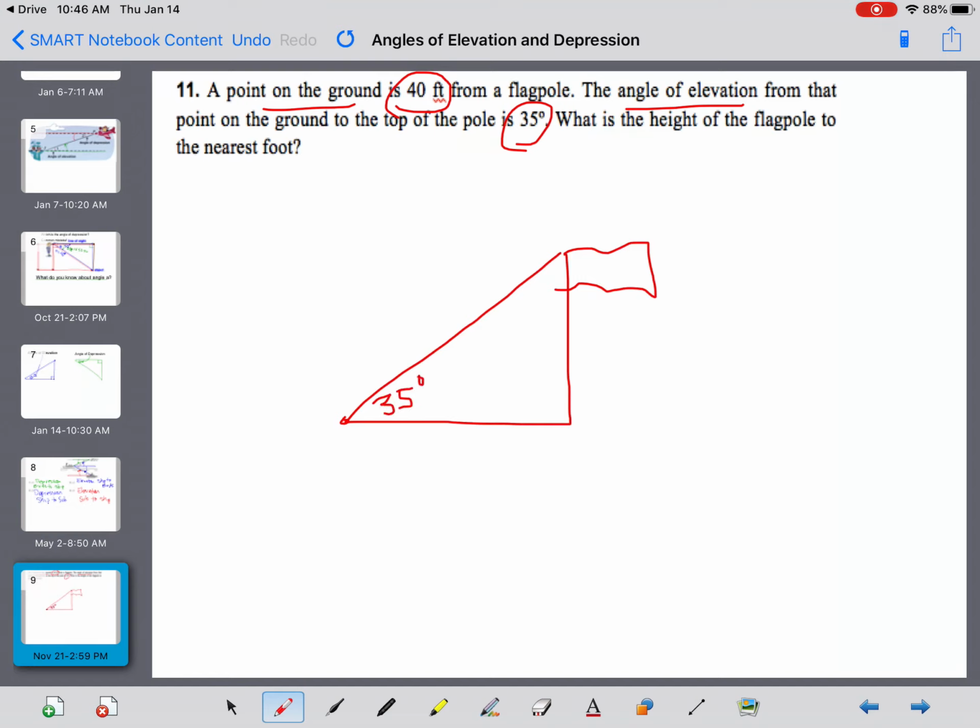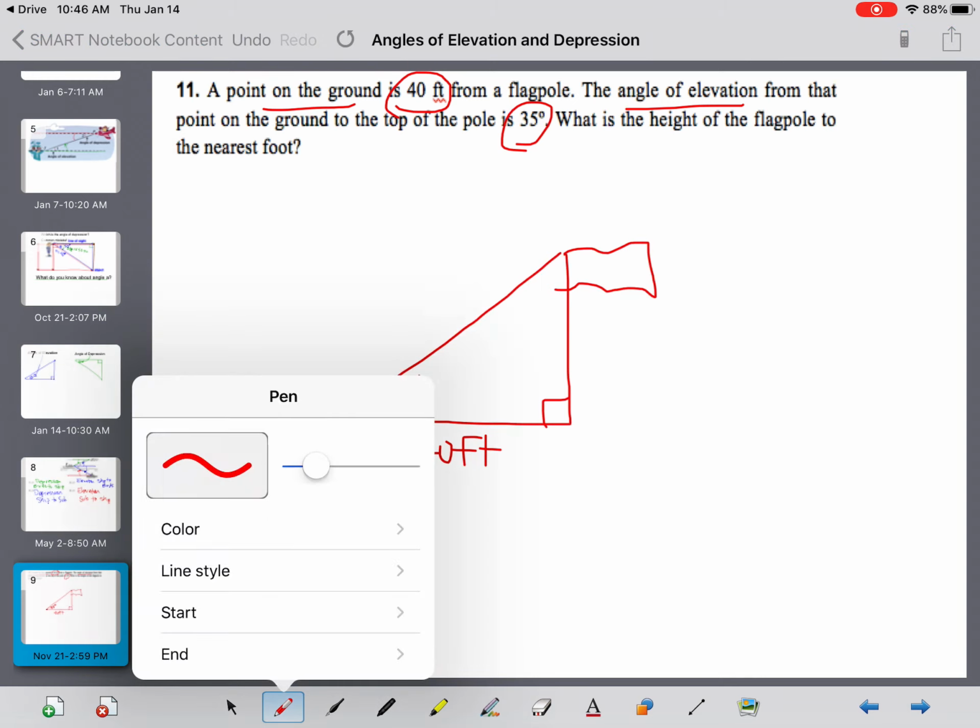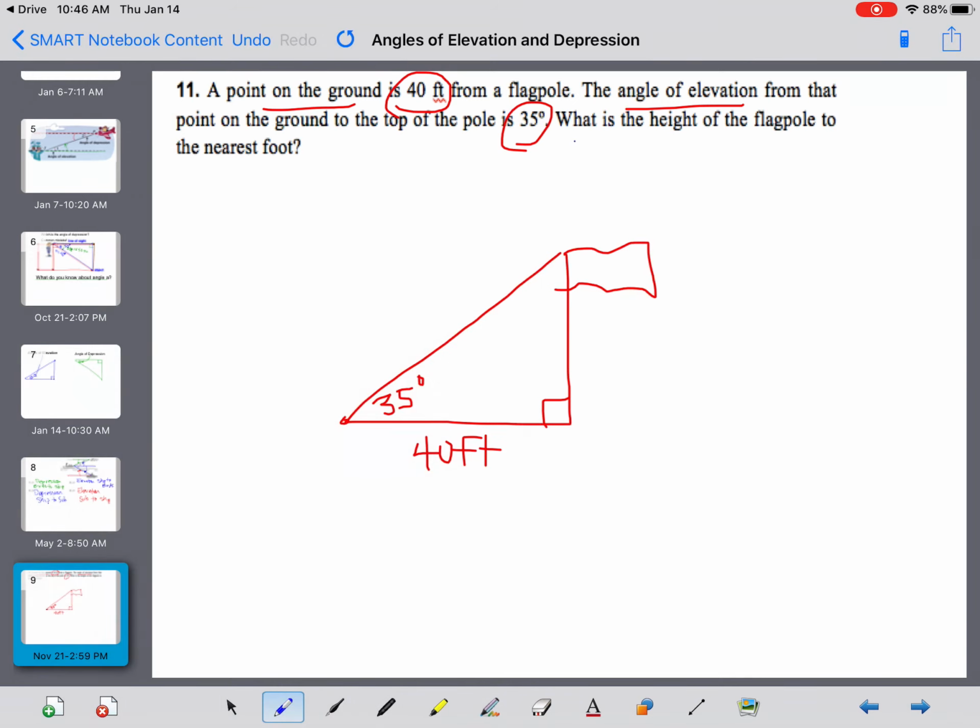Our 35 degree angle goes in this corner. We just created a right triangle. The point on the ground to the flagpole is our 40 feet. And the question we are being asked is, what is the height of the flagpole? So that's this side of the triangle. That's our unknown.